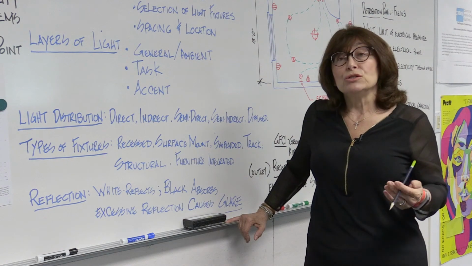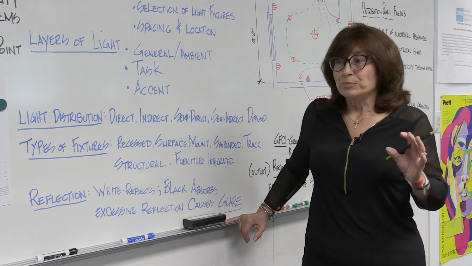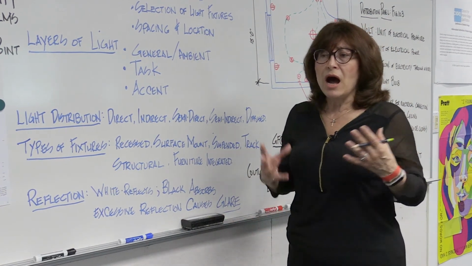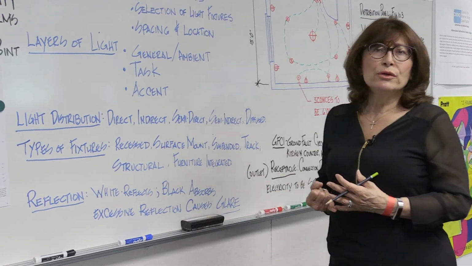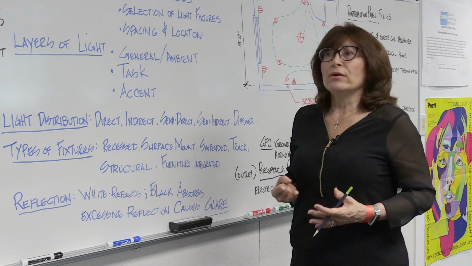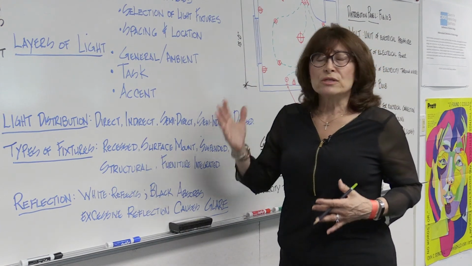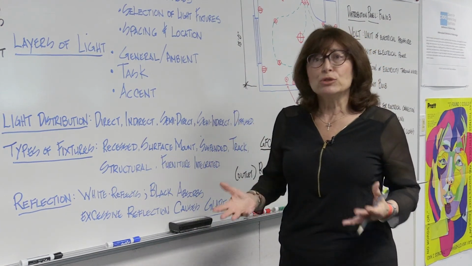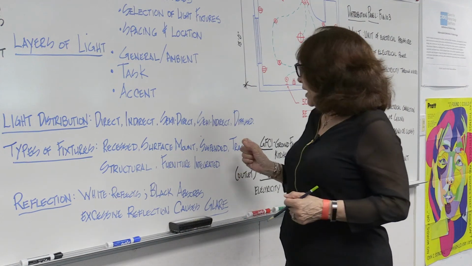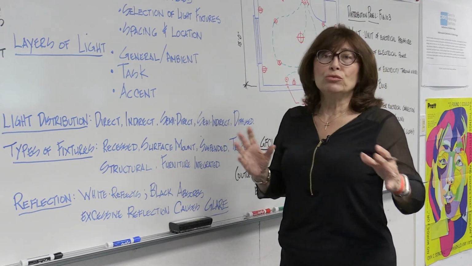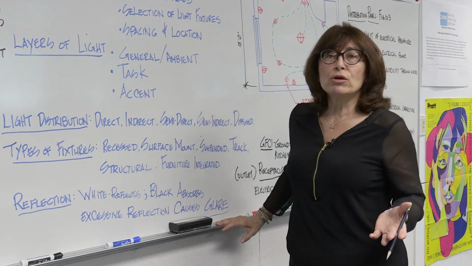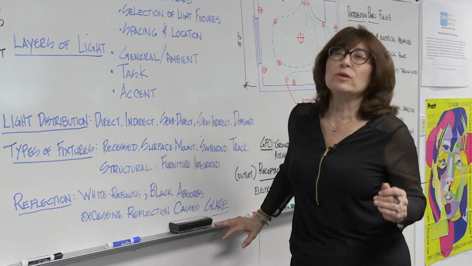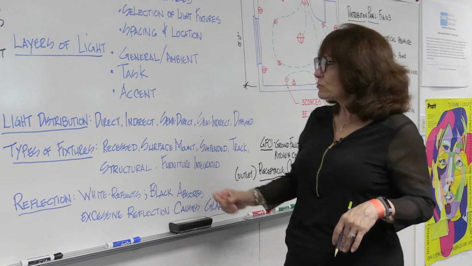But it really is good in spaces where the objects that you're lighting change often. So if you think of a store, you think of a museum where the works of art may change or the merchandise may change, track comes in handy because you can manipulate track. If you have a fixture and it's hardwired in one location, you can't move it, but track you can move.